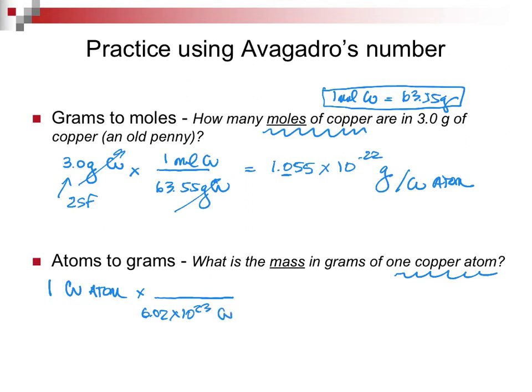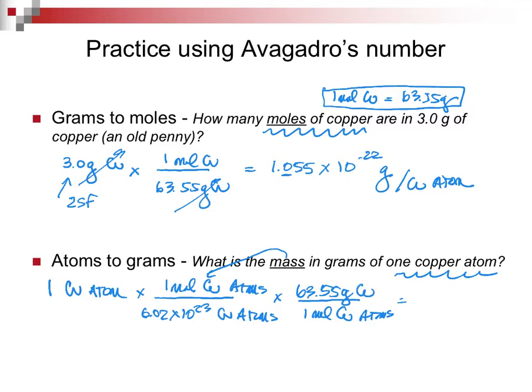6.02 times 10 to the 23rd copper atoms. Again, it's just the number in front of copper atoms. And I know that is 1 mole of copper atoms. So if they're asking me now for mass and I have moles, what I will do is use that top conversion factor. I'll say 1 mole of copper atoms is 63.55 grams of copper. And I will come up with the answer 1.055 times 10 to the minus 22 grams per copper atom.